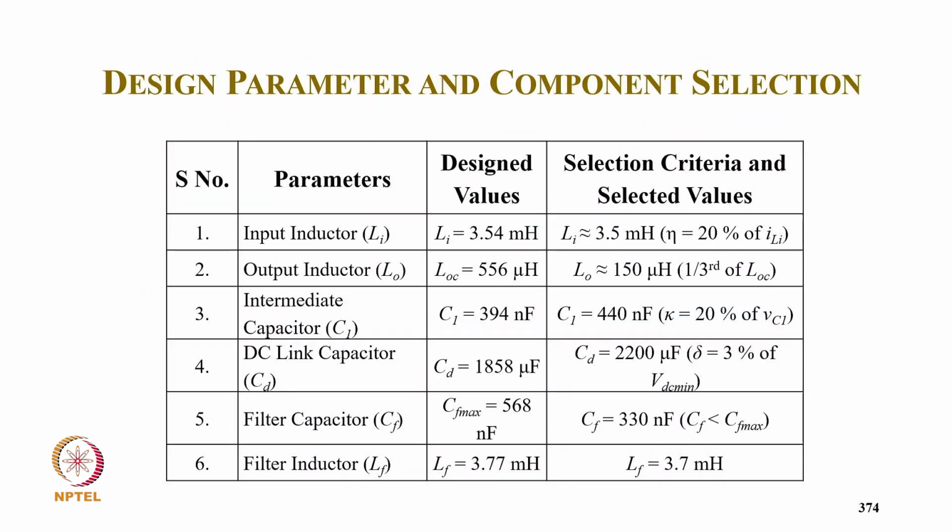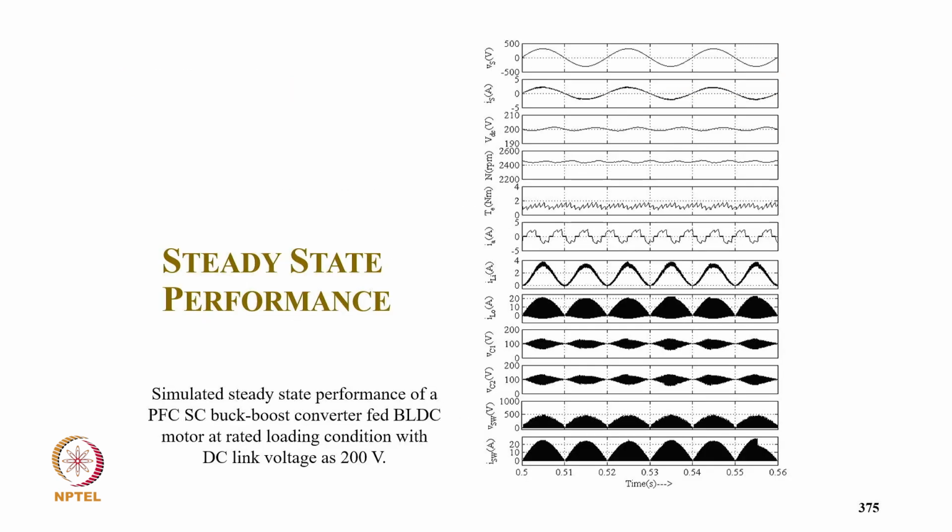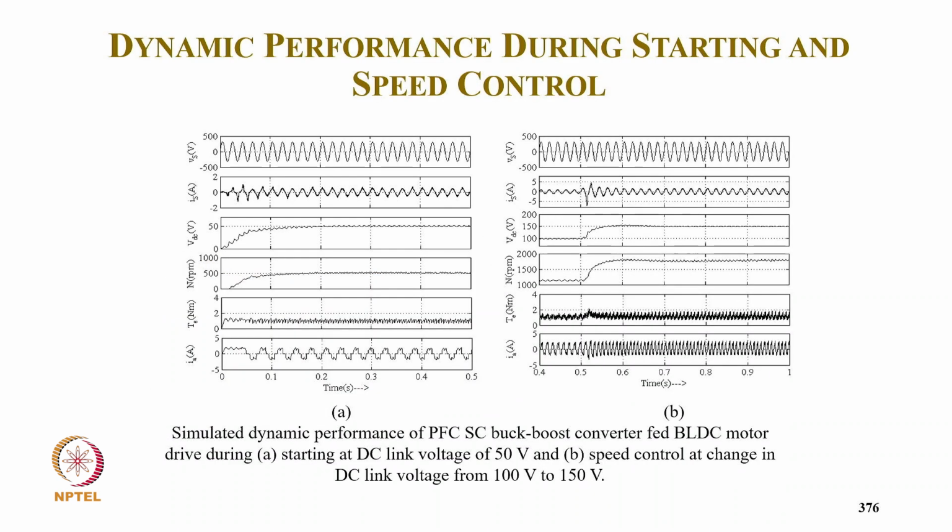And of course we select the output inductor approximately 1/3, that is 150 microhenry. Otherwise we take similar values as before. And these are the simulated results for this PFC switch capacitor buck boost converter. So supply voltage, supply current, current is in phase with supply voltage and sinusoidal, DC voltage, DC link current, then the torque, the winding current, input inductor current, output inductor current, which we design in DCM. Then clearly you can see they are discontinuous, both capacitor voltages are continuous, and the switch voltage, switch current.